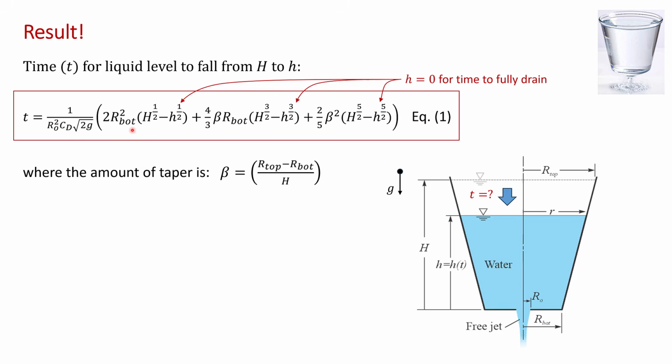In equation 1, beta here is the amount of taper. As you can see here, it's the change in the tank radius with height. So beta will be positive for a tank that gets wider toward the top, and negative when the tank gets smaller toward the top.